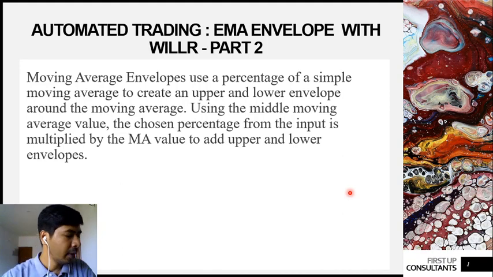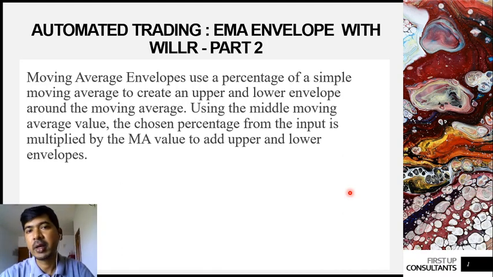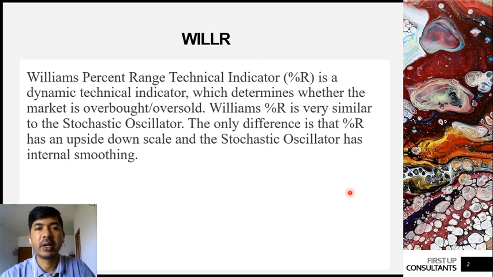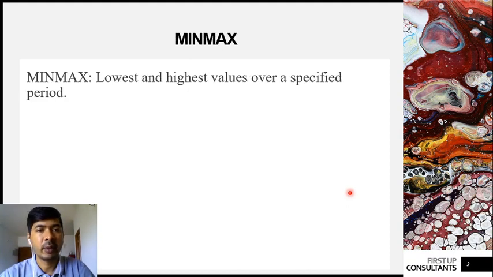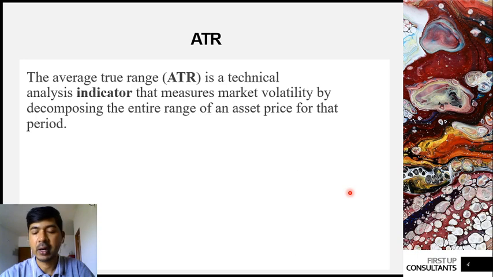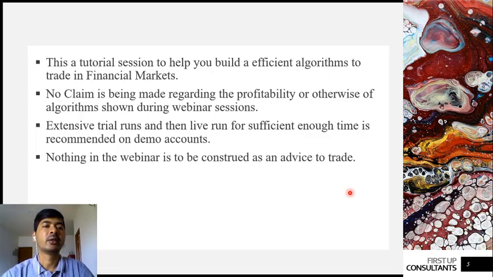I am Vaibhav. In today's session of automated trading, we are continuing to work with the EMA envelope and the Williams R. This is the second part of the series which we started on Friday. I hope you are well familiar by now with the functionality of the EMA envelopes and the Williams R also. We had gone through its details on Friday, and the min-max, pretty simple, the ATR.